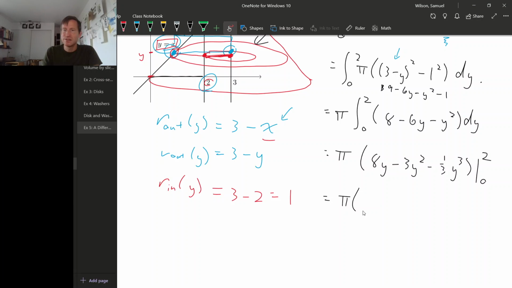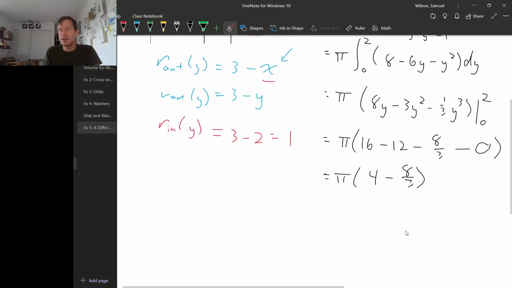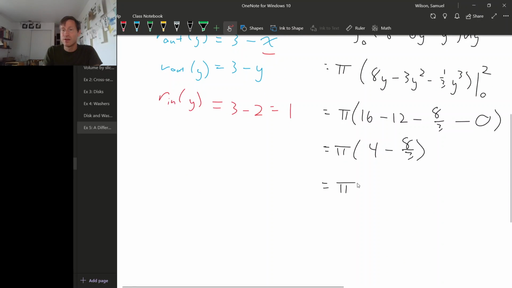So pi times, and then plug in 2. 8 times 2 is 16, minus 3 times 2 squared, so 3 times 4 is 12, minus 1/3 2 cubed, that's 8/3. Minus, and then when we plug in 0 into this, we get 0. So, let's see, 16 minus 12 is 4, minus 8/3, and 4 is 12/3. So 12/3 minus 8/3 is 4/3. So the volume of that cone with a hole down the middle is 4 pi over 3 cubic units.